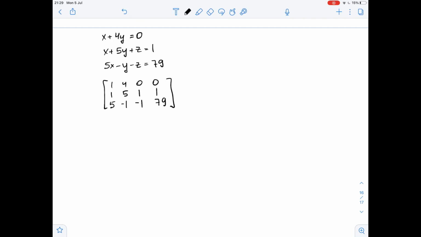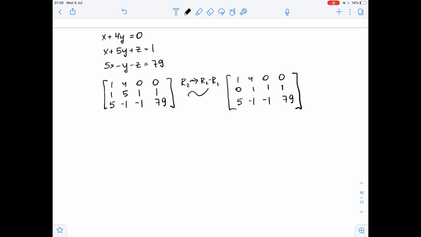Now we will perform some basic row operations. The first thing that we do is we subtract the first row from the second row. So row 2 becomes row 2 minus row 1. And here, the first row and the third row stay the same. However, the second row changes, and in the second row we have 0, 1, 1, 1.